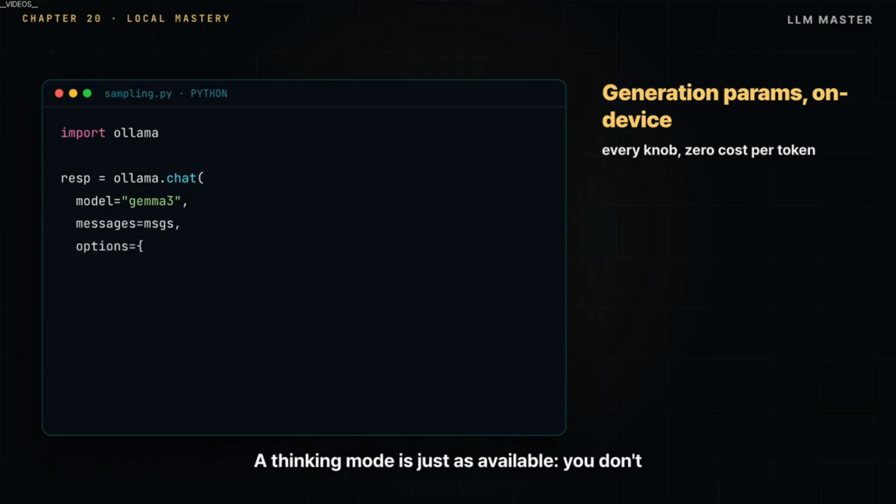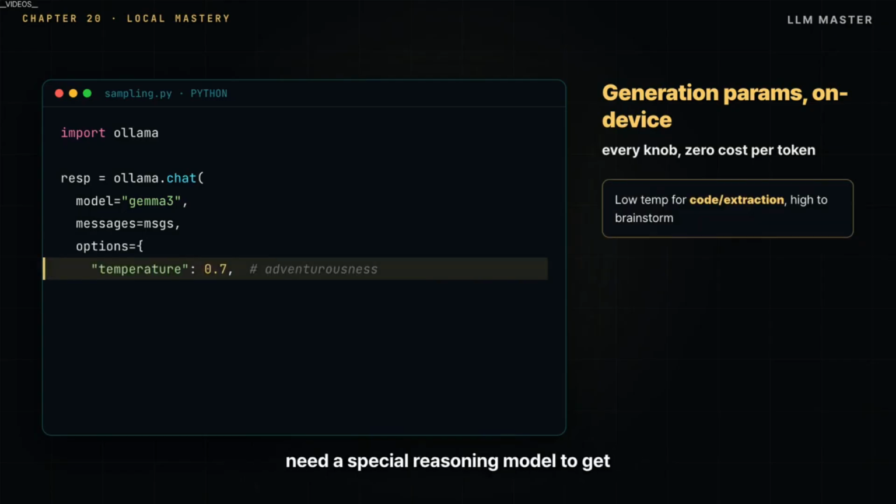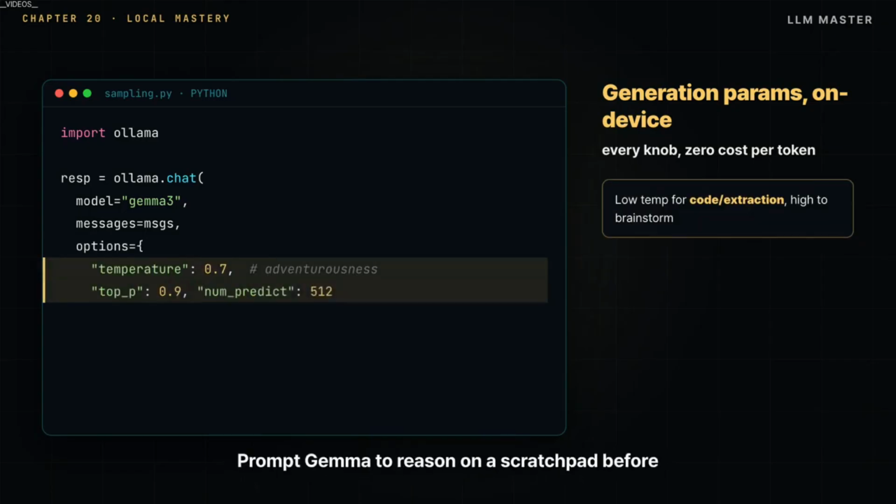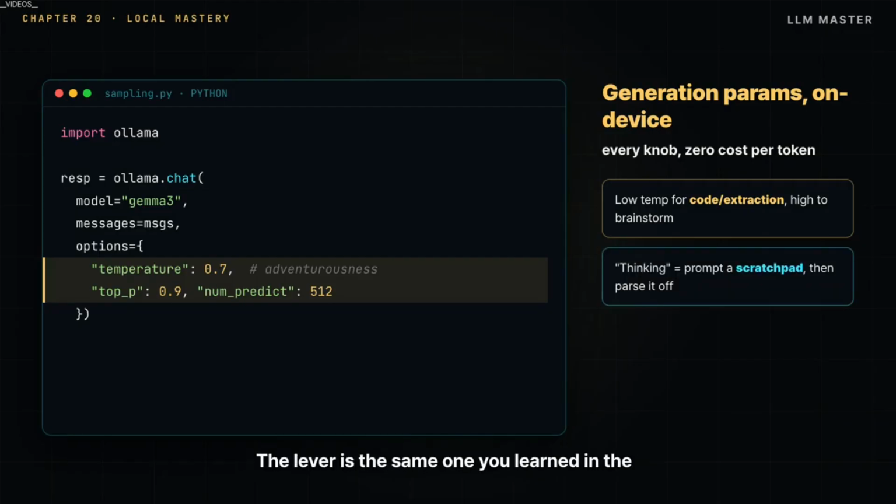A thinking mode is just as available. You don't need a special reasoning model to get step-by-step work. Prompt Gemma to reason on a scratchpad before its final answer, and you trade some latency for markedly better logic on multi-step problems. Keep that scratchpad in the response and parse it off, or ask for the reasoning in a separate field. The lever is the same one you learned in the cloud. You're just holding it directly now.